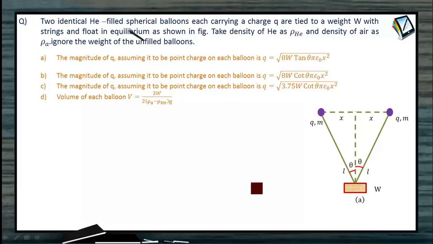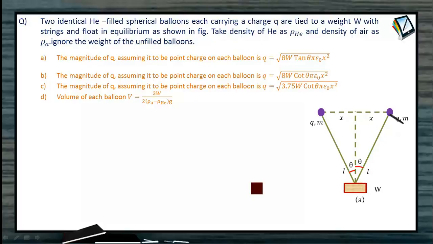Two identical helium-filled spherical balloons, each carrying a charge Q. These are the two balloons carrying charge Q, tied to a weight W with the help of these green strings, and floating in equilibrium as shown in the figure.